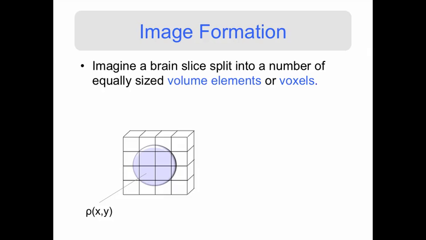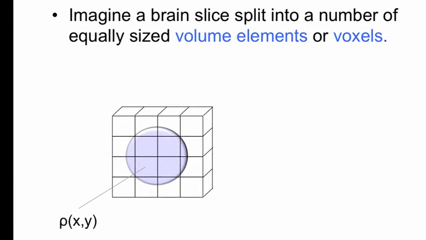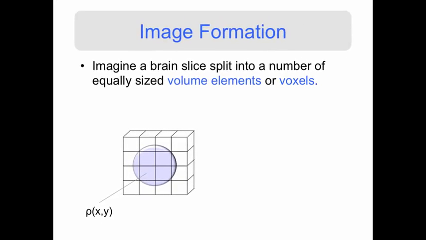Let's concentrate on a single slice of the brain, and let's imagine this brain slice split into a number of equally sized volume elements or voxels. So in the example here, we have this little purple brain, and it's split into 16 different boxes or voxels. Now, the value rho xy corresponds to the signal at point xy, and this could, for the sake of argument, be the proton density in that area of the brain.